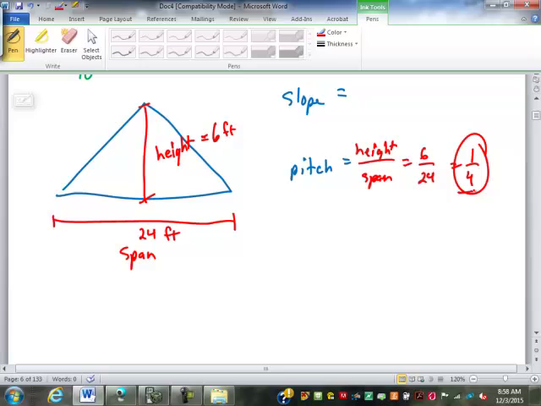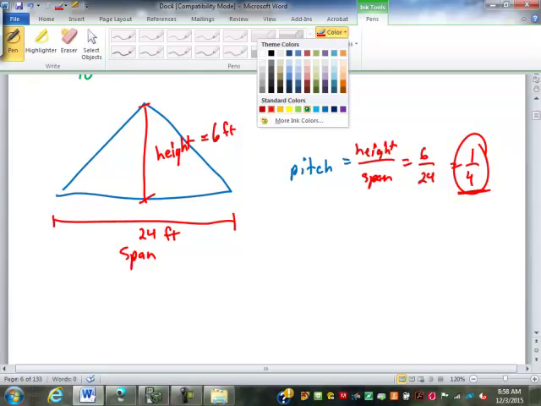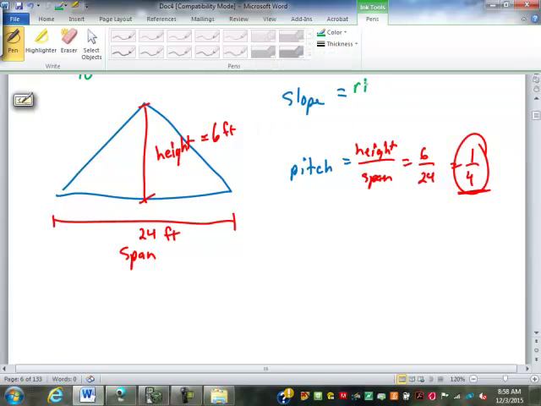Now, most of us are not used to seeing roofs described like that. We're used to seeing roofs described as slope. Slope is a rise over a run. Now, the rise here is still the 6 feet. The run, however, is not 24. It is 12 feet, half the span. So 6 over 12, we could reduce that to 1/2, but usually when we're dealing with slope, we leave it as over 12. So it's a 6/12 slope. The 6/12 roof is probably what most of you are familiar with here.